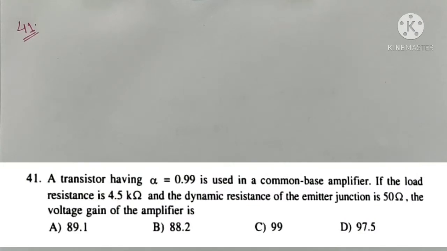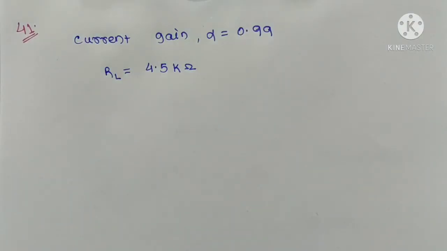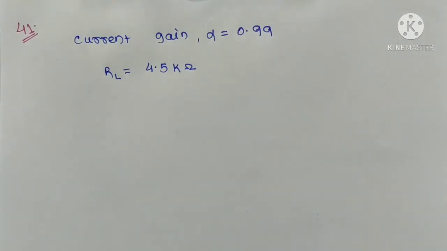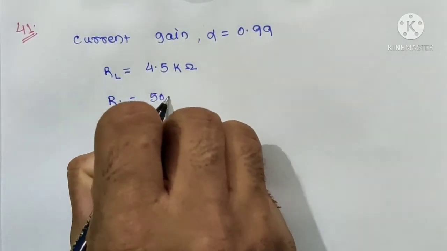Question number 41. A transistor having alpha equal to 0.99 is used in a common base amplifier. If the load resistance is 4.5 kilo ohm and the dynamic resistance of the emitter junction is 50 ohm, the voltage gain of the amplifier is. Current gain for common base amplifier is given, that is alpha equal to 0.99, load resistance is 4.5 kilo ohm. Now dynamic resistance is the resistance offered by the PN junction. So this can be taken as internal resistance, that is Ri equal to 50 ohm.